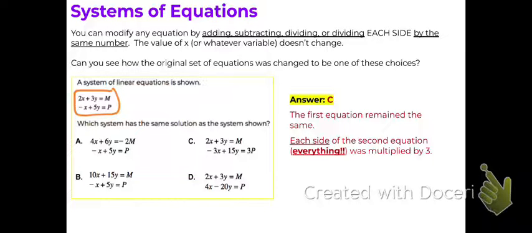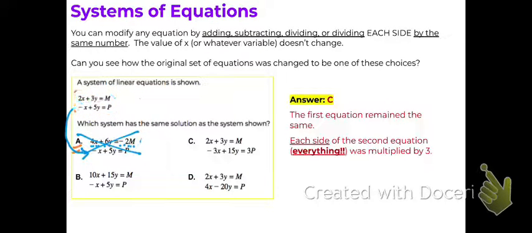So for example, if we look at option A, notice the second equation is the same. That's fine. The first one is different. How did it change? Well, 2x became 4x, so they multiplied by 2. Did they continue to multiply by 2? 3y became 6y. That's good. Multiplied by 2. M became negative 2m. So they multiplied the left side by 2, but the right side they multiplied by negative 2. So this is not an equivalent set of equations.